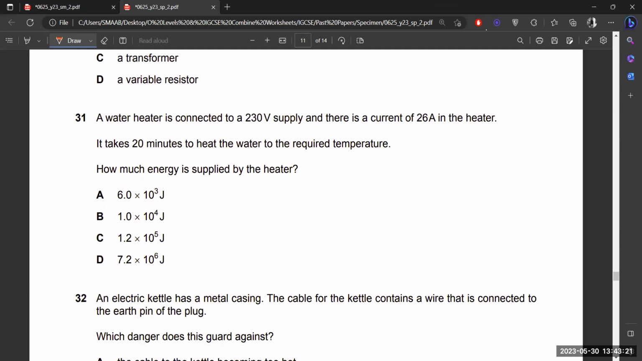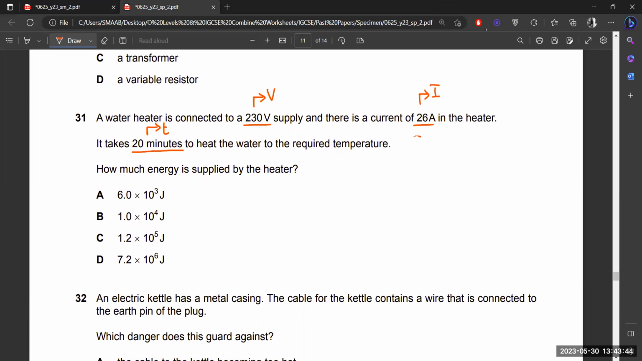Question 31. A water heater is connected to a 230-volt supply, that is the voltage, and there is a current of 26 ampere, the value of I. It takes 20 minutes, that is the time, to heat the water to the required temperature. How much energy is supplied by the water heater?